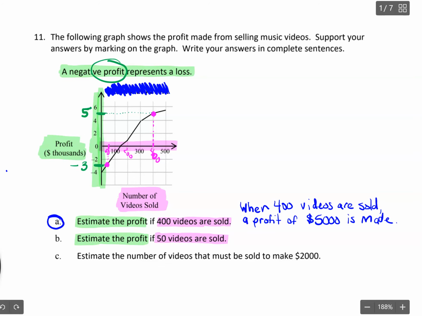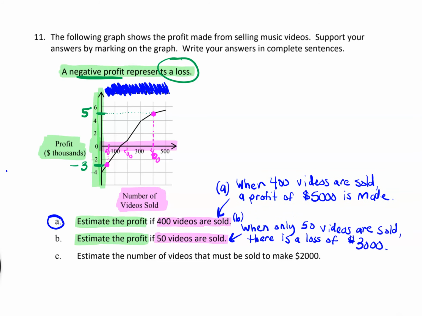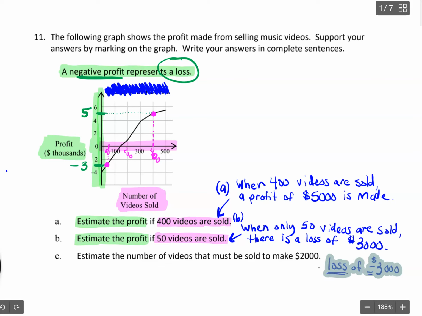But instead of using the word profit, I'm going to use the word loss because it's a negative profit. A negative profit means you're losing money. So let's write that in a complete sentence. I wrote, when only 50 videos are sold, there is a loss of $3,000. Now be careful. You don't want to say that there's a loss of a -$3,000 because then you would have a double negative. If you lose a negative amount, it's actually a positive amount. So the word loss is representing the negative value. So there's a loss of $3,000.